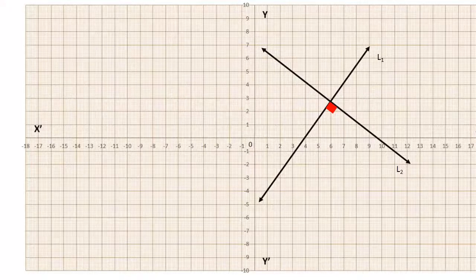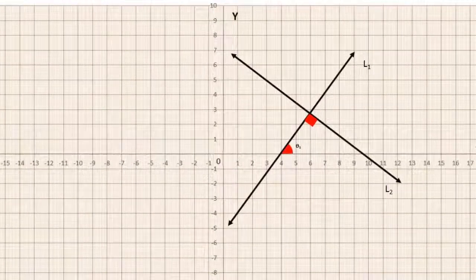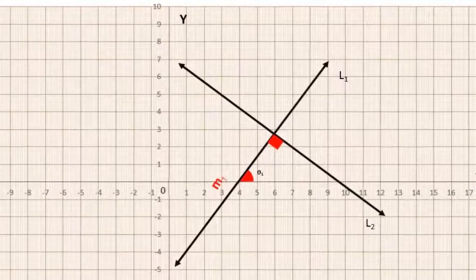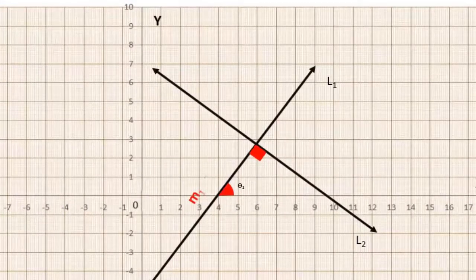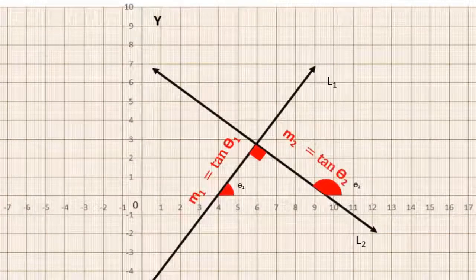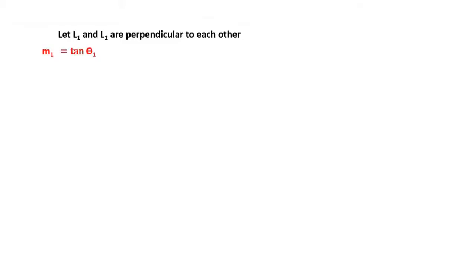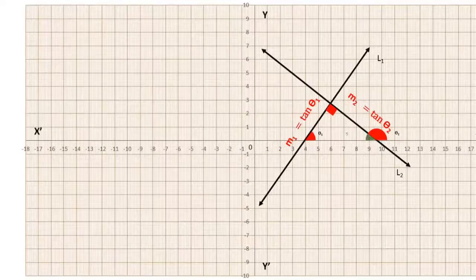Line L1 makes an angle theta 1 with x-axis and the slope m1 of the line L1 is tan theta 1. In the same way, the line L2 makes an angle theta 2 with x-axis and the slope m2 of the line L2 is tan theta 2. Then m1 is equal to tan theta 1 and m2 is equal to tan theta 2.